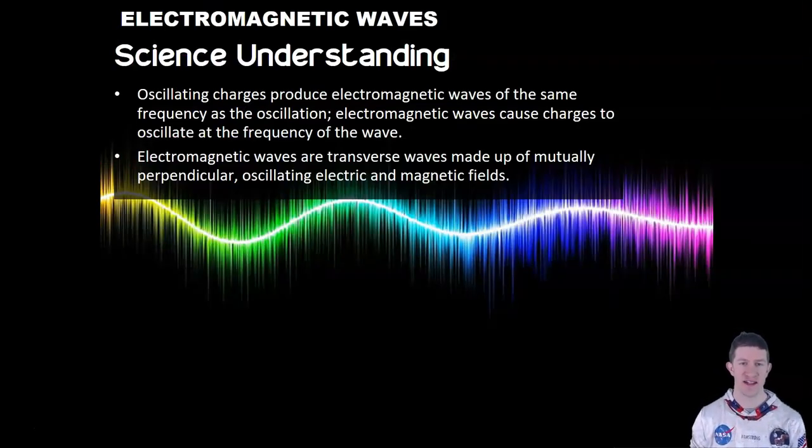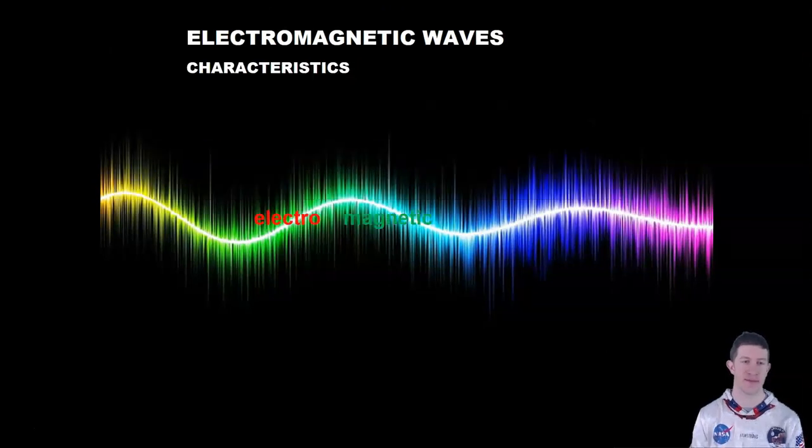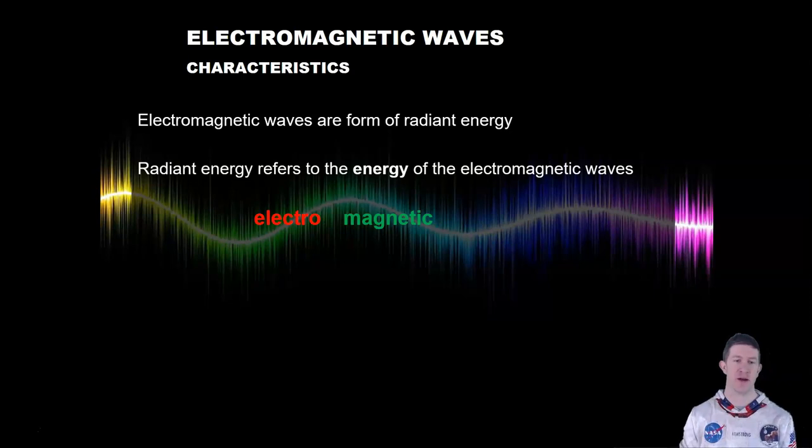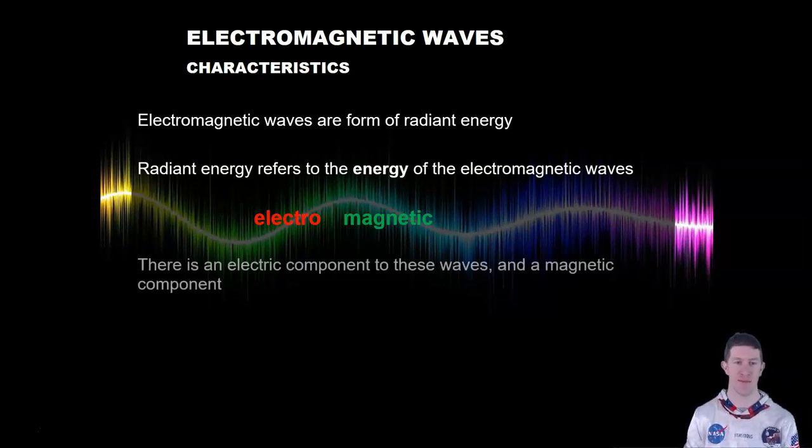Firstly, the science understanding, this is from the SACE outline, this is what we're going to cover today. So let's look at the electromagnetic characteristics a bit more. Electromagnetic waves are a form of radiant energy. Radiant energy refers to the energy of the electromagnetic wave. There is an electrical component to these waves and a magnetic component, which is why we call it the electromagnetic wave or the electromagnetic spectrum.